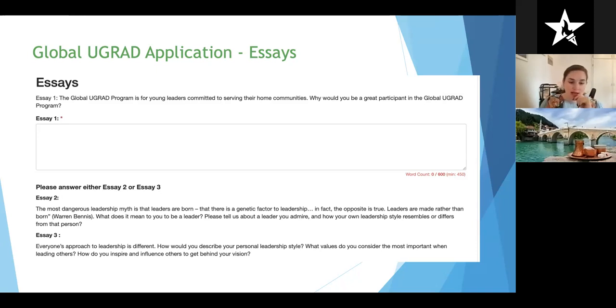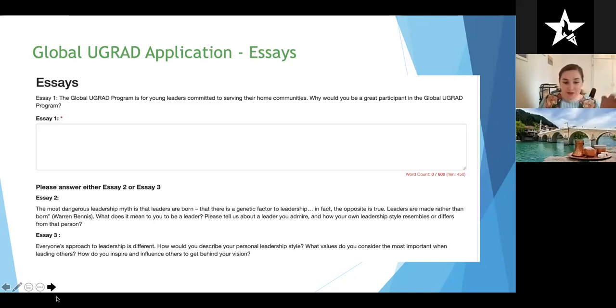And the other option is also about leadership. It is, how would you describe your personal leadership style? What values do you consider the most important when leading others? How do you inspire and influence others to get behind your vision? So you can choose one of these 2 things. You don't have to write about both of them.